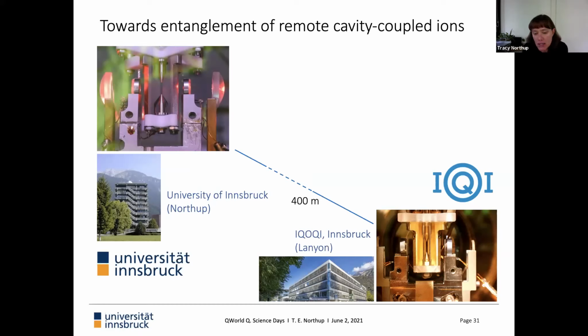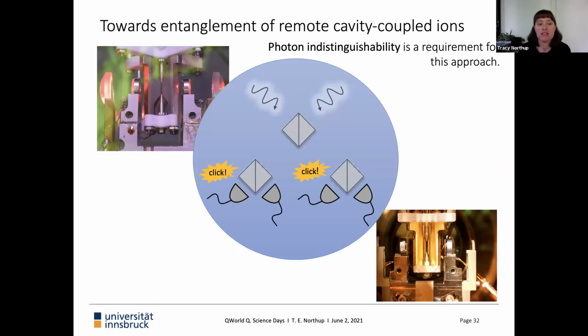And in my colleague Ben Lanyon's research group there, he and his team have a similar system, sort of a newer version of this cavity coupled ion trap. And we have the good fortune to have an optical fiber that links those 2 experiments. So, right, we want to now take advantage of that fiber link and entangle ions in those 2 traps. How do we do it?